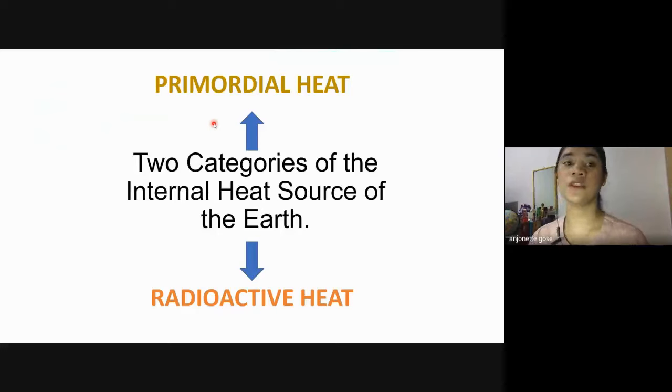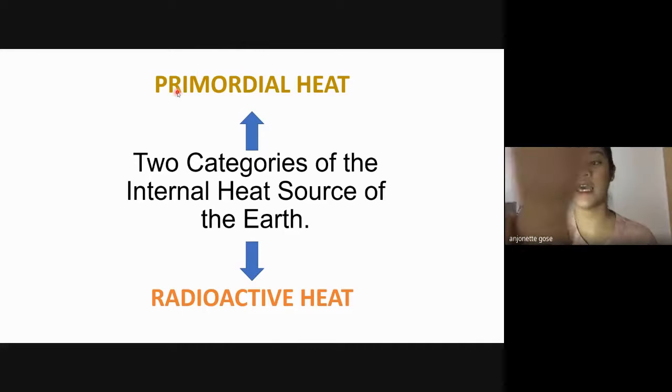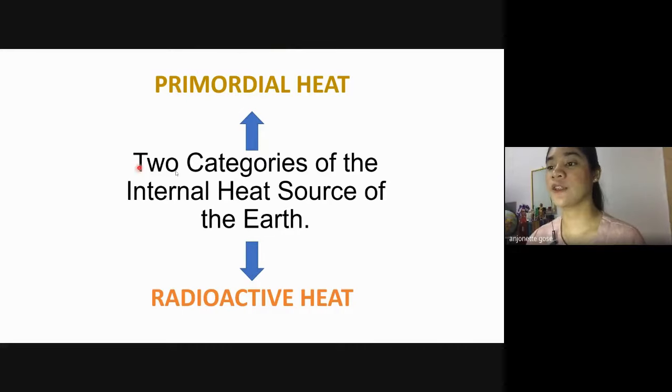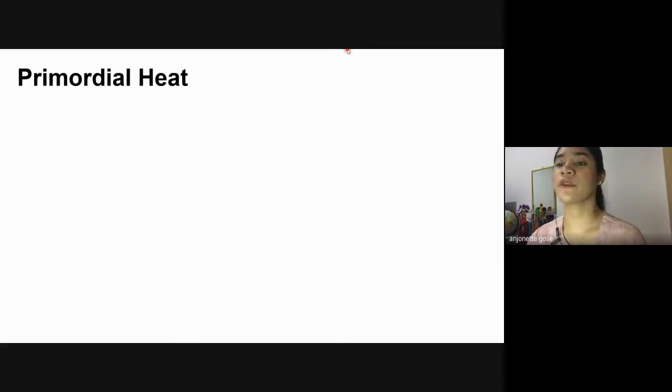So, this is actually the focus of our discussion, the two categories of internal heat source of the Earth, the primordial heat and the radioactive heat. So, let us first discuss what is a primordial heat. So when you say primordial heat, basically from the word prime or primary, ibig sabihin sinauna or bago or pinagmulan. Parang ganun yung concept, no?